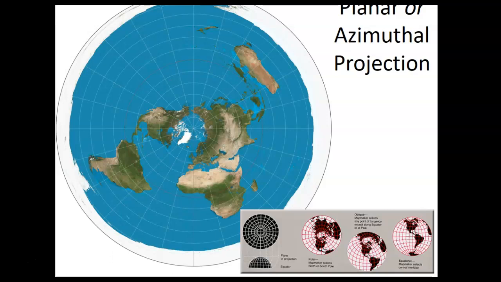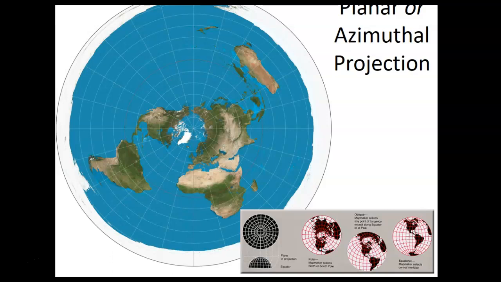Azimuthal projection. An azimuthal projection is, what if I just need to see one chunk of the globe? Like I just want to see one chunk. Maybe I just want to look at the North Pole here. Then I'm going to use this type of map that shows me just one area.